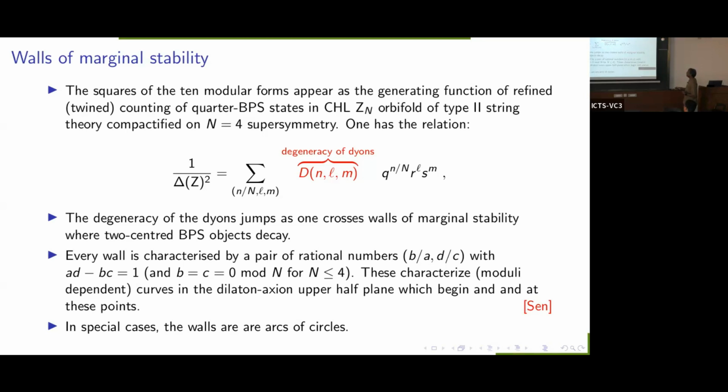But now the degeneracy of dions jumps, as one crosses walls of marginal stability where 2-centered BPS objects decay or bind depending on which direction you're going. And every wall is characterized by a pair of rational numbers, B over A and D over C, with AD minus BC equal to 1 and B equal to C equal to 0 mod n for n less than or equal to 4. For n 5 and 6, you have to go away from this. These characterize moduli dependent curves in the dilaton axion upper half plane, which begin and end at these points. And in special cases, the walls are arcs of circles.